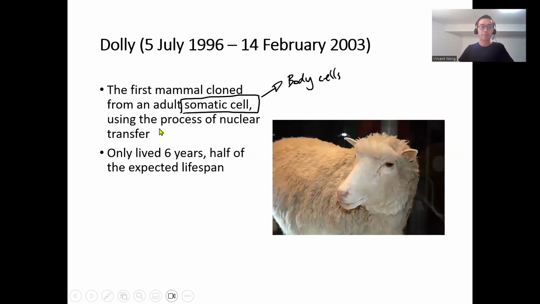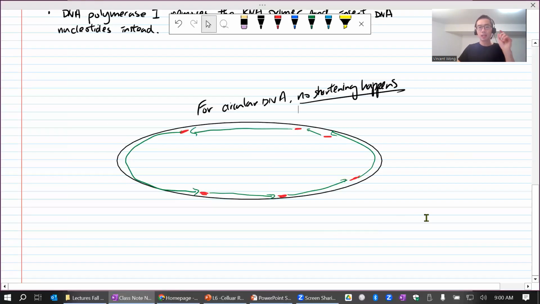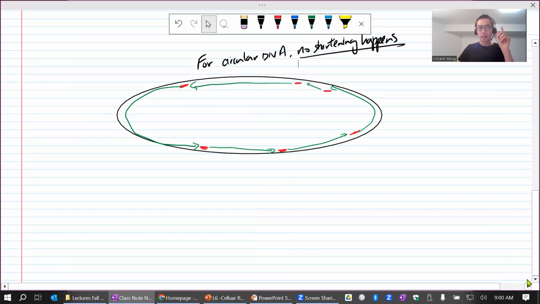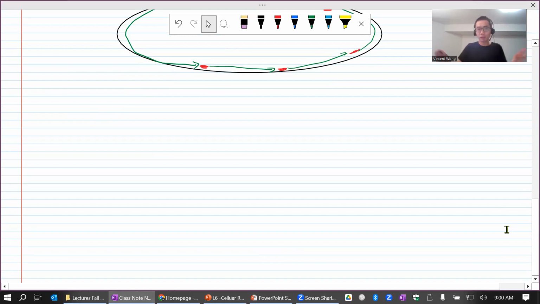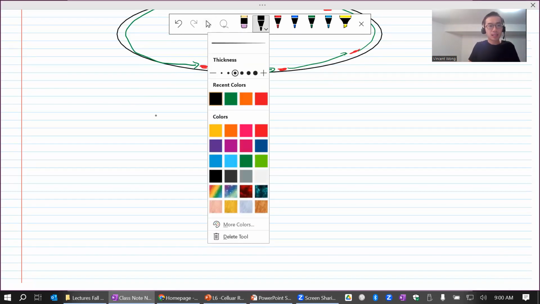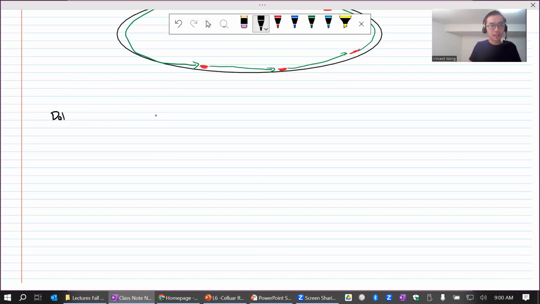And it uses a process called nuclear transfer, which I'll explain in a second, but it only lived 6.5 years, half of the expected lifespan of a sheep. Okay, please pay attention to this example. It will hopefully help you understand. All right, so this is how they make Dolly, the sheep. Okay, so we have the sheep here.